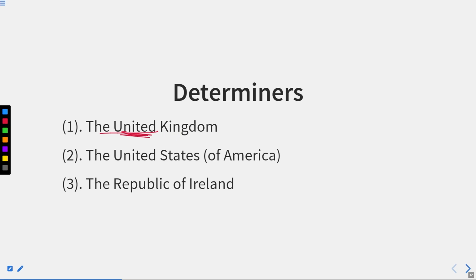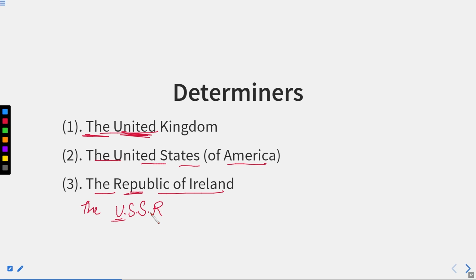So here we have the word united. Because of this, we have the United Kingdom. The United States of America, the Republic of Ireland. So here, because of this word republic, we are using the. For example, you must have heard the USSR. Now, the USSR is actually the previous name of Russia. So we are using the before it because this U stands for any of these words.